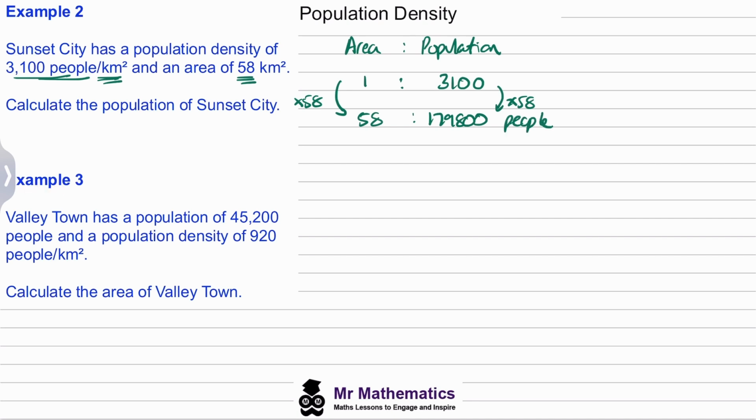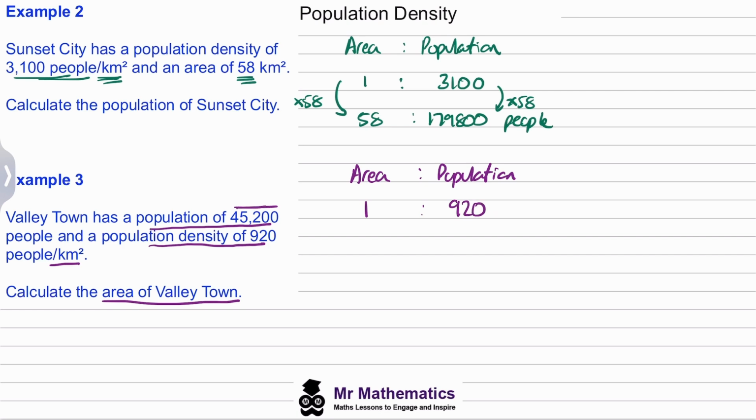Do you want to read through question 3 and give it a go? You can pause the video and come back when you're ready. We're told that Valley Town has a population of 45,200 and a population density of 920 people per kilometre squared. This time we need to work out the area of Valley Town. So again, we start with the same ratio, area to population. We use the population density, so an area of 1 unit squared, 1 kilometre squared, of the population of 920 people.